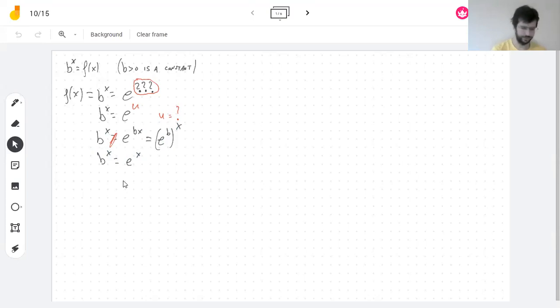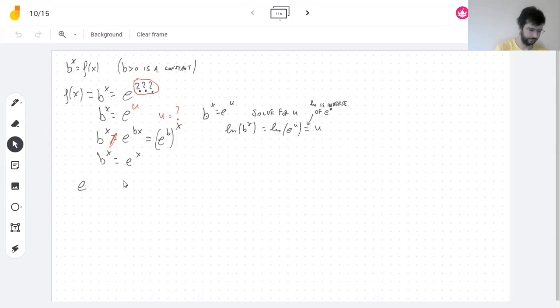How do you solve this equation? If you have b to the x equals e to the u and you want to solve for u, how do you solve for u? Take a logarithm, right? So what happens if I take a logarithm? I get logarithm of b to the x equals the logarithm of e to the u. But now logarithm and the exponential are inverse functions, which means that when I do one and then the other, I get the thing I started with. So I just solve for u. U is the logarithm of e to the u, of e to the x.